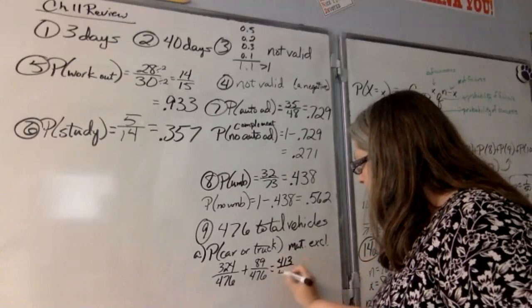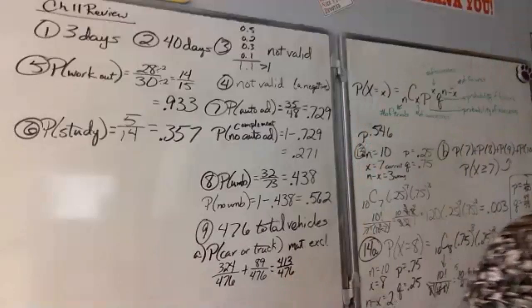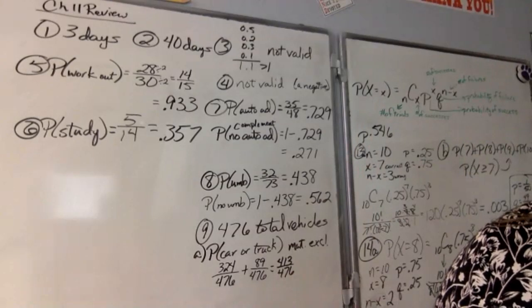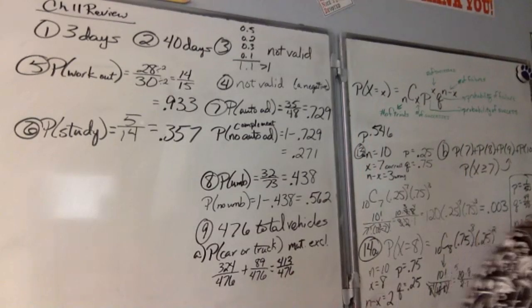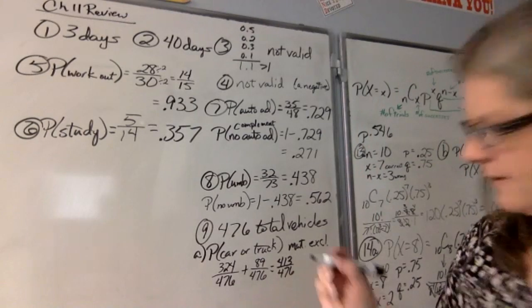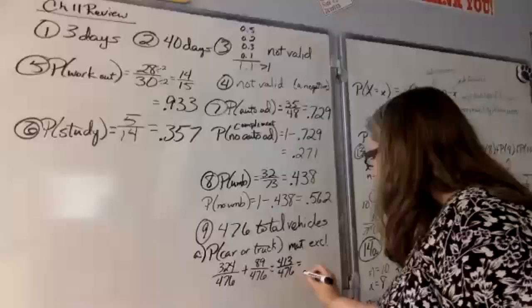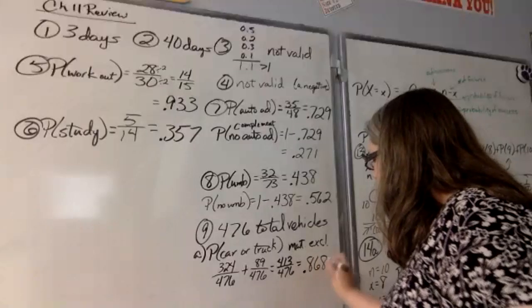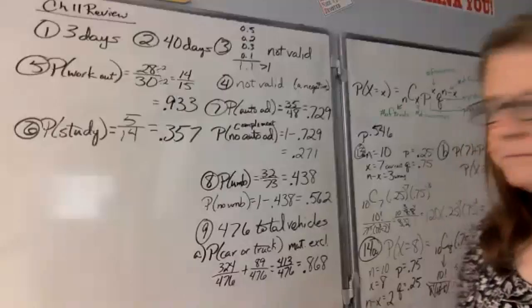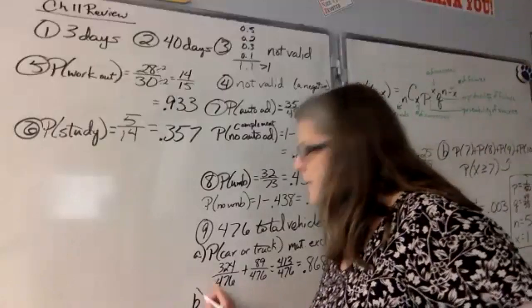And then we're going to divide that to get it as a decimal. 0.868, because you have to round up. Okay, so that's your probability of getting a car or a truck. Okay. Part B.